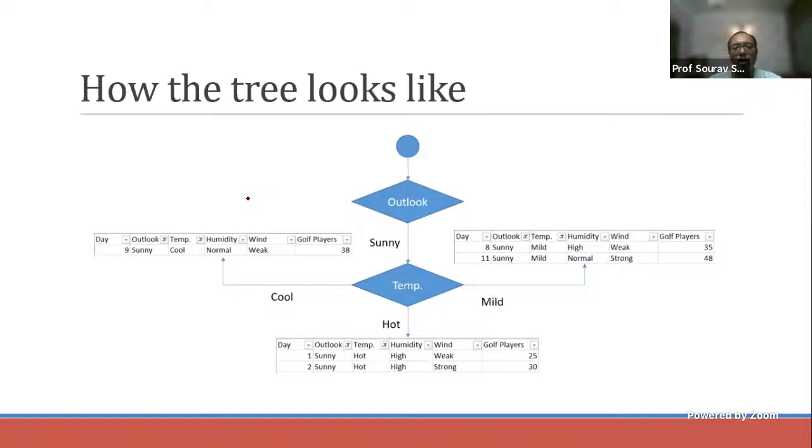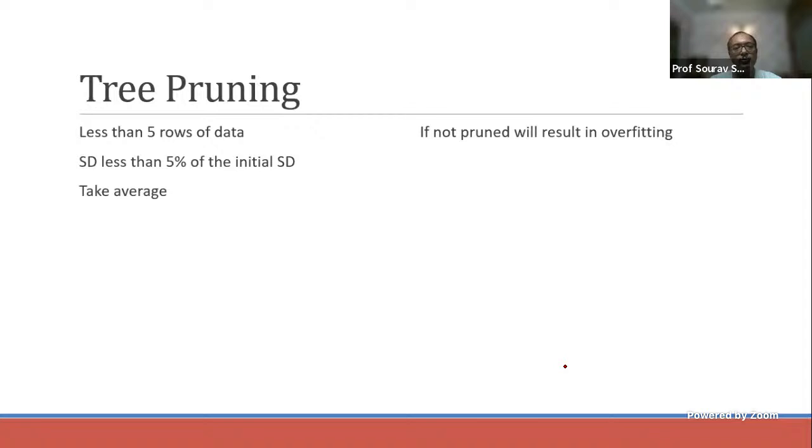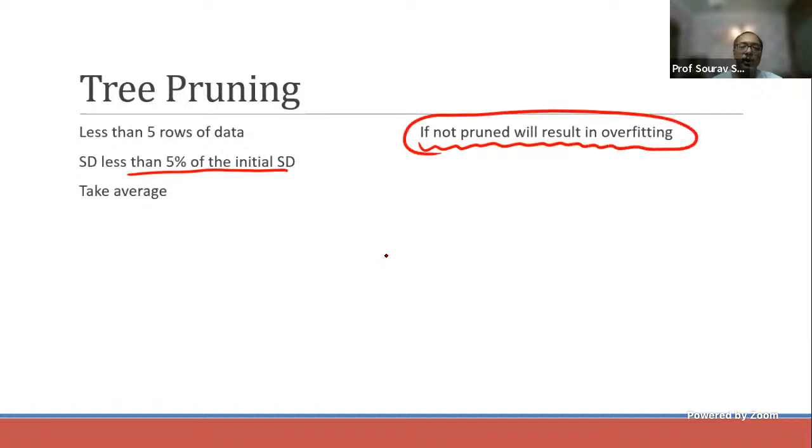So outlook sunny, temperature hot, mild, cool. This is how it looks. See the problem: one record, two records, only one record, two records. Big issue. That is where the pre-pruning part will come in. If you have less than 5 rows of data, you should take note, as that is not a very good indicator for splitting. If the standard deviation is less than 5% of the initial standard deviation, that's probably also where you can stop. Because if you don't prune it further, it will result in some kind of overfitting.